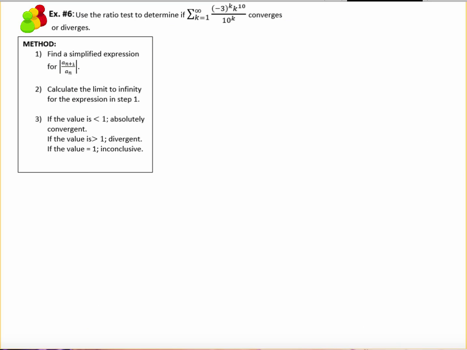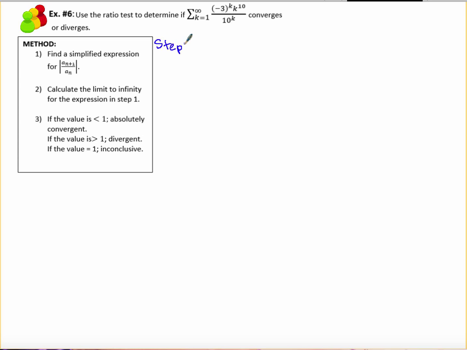So maybe try this one on your own. I have faith that you guys can definitely do this. Again, you're going to start off by simplifying the expression for the absolute value of a sub n plus 1 divided by a sub n. So pause the video and try this one on your own. And if you get stuck, go ahead and push play.